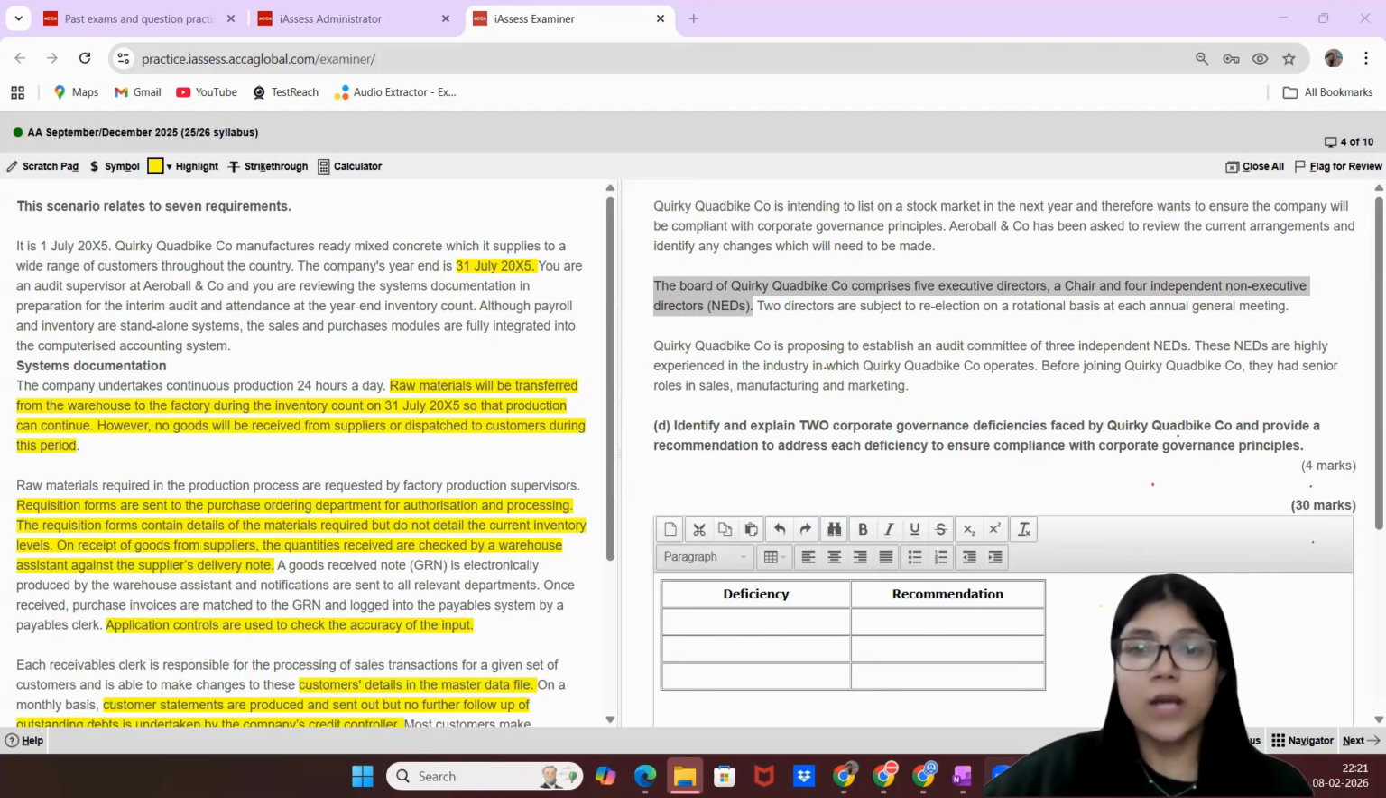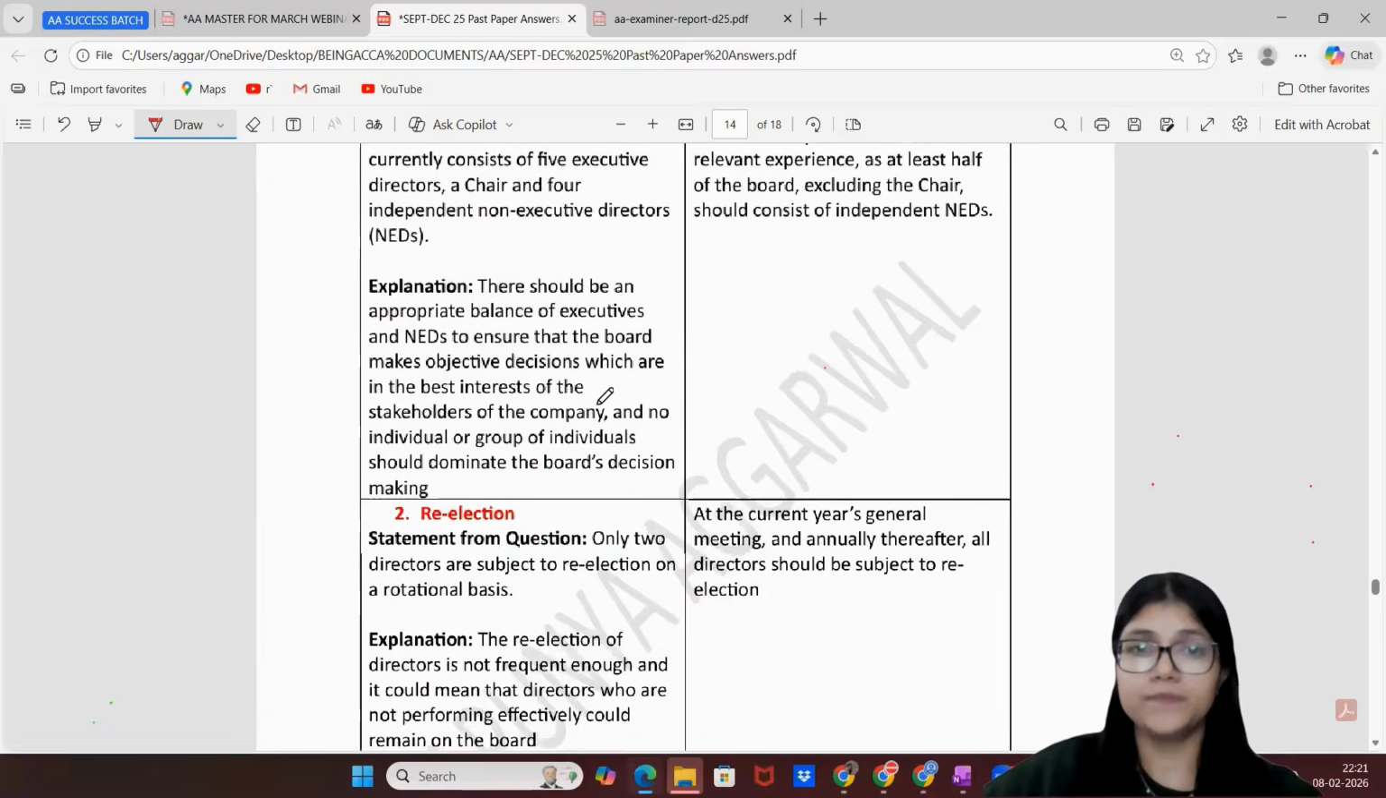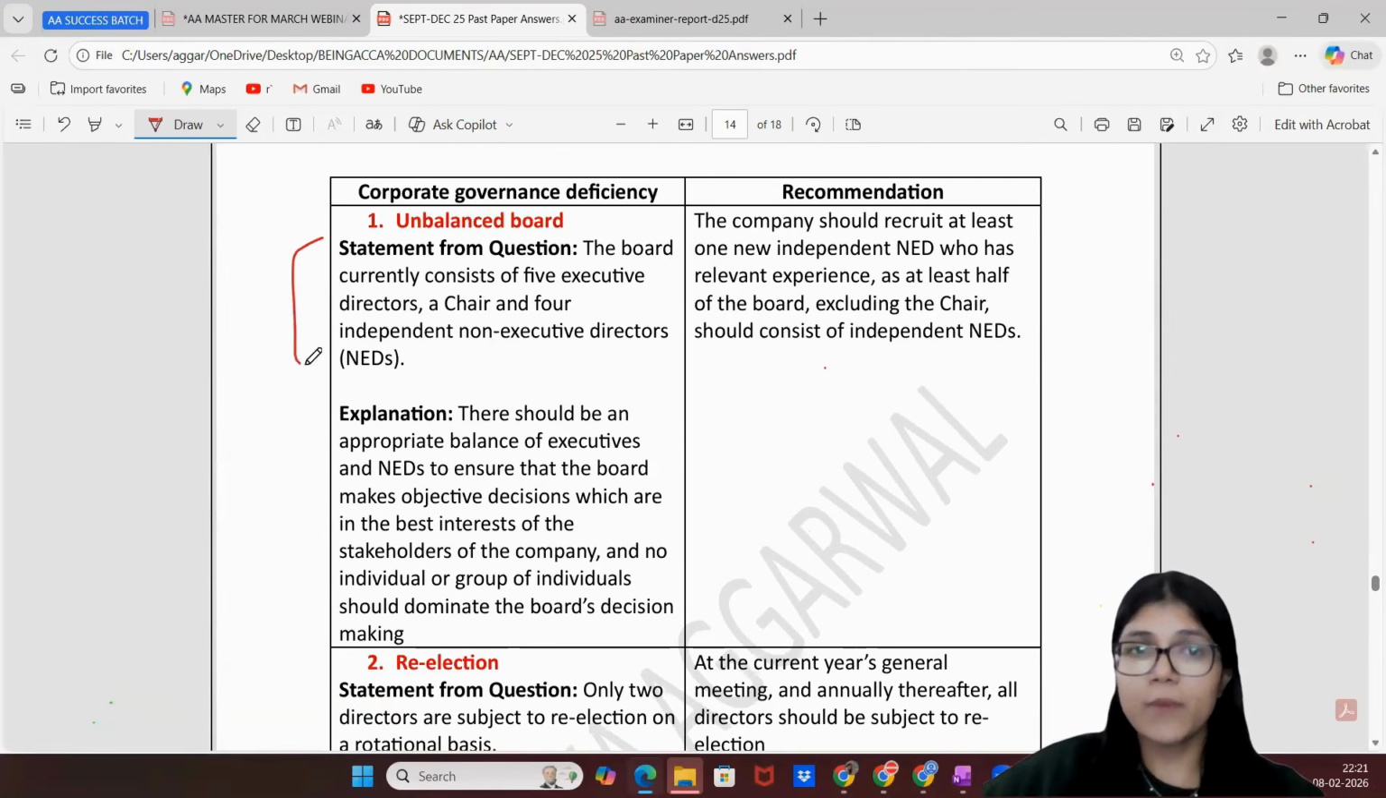The presentation will be exactly the same as we do for the risk question and for the deficiencies question. Okay, see here. The statement from the question I've copy pasted. It is important because this is the same marking scheme here also. Half a mark for identification, half a mark for explanation, 1 mark, and 1 mark for the recommendation.